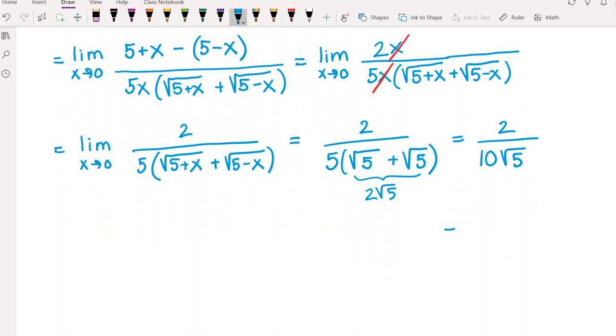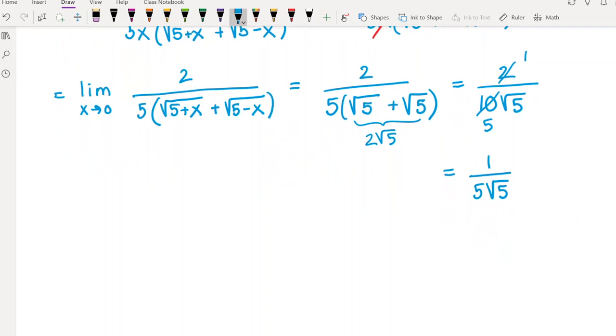And then this can be simplified to 1 over 5 root 5, right? Because the 2 and the 10 are both divisible by 2. So we're basically just dividing both those by 2. And then if you wanted to, and I'm not sure how I wrote it in the answers, I would be fine with this. But you could also rationalize the denominator.